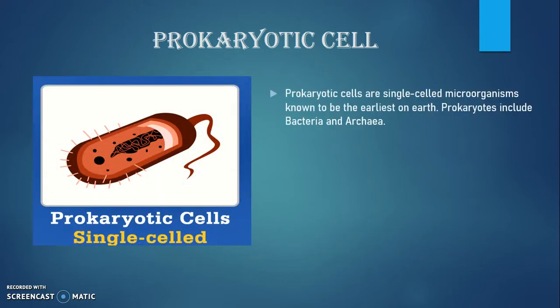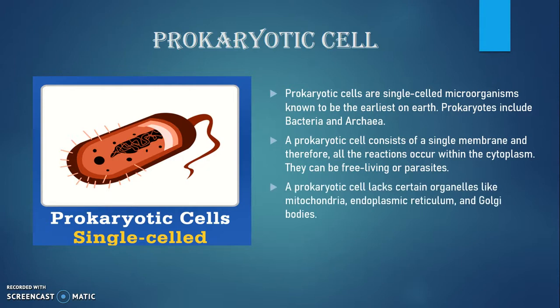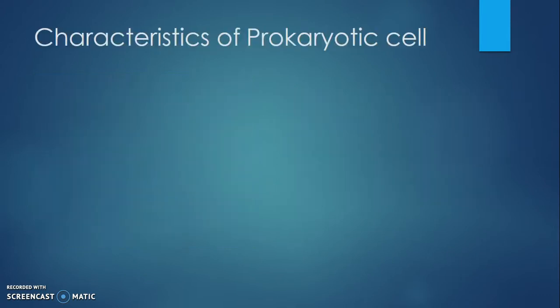Prokaryotic cells are single-celled microorganisms known to be the earliest on Earth. Prokaryotes include bacteria and archaea. A prokaryotic cell consists of a single membrane, and therefore all the reactions occur within the cytoplasm. They can be free-living or parasitic. Prokaryotic cells lack certain organelles like mitochondria, endoplasmic reticulum, and Golgi bodies.